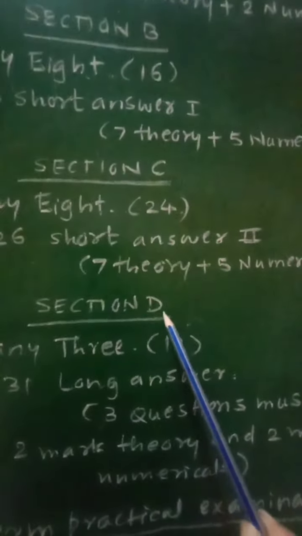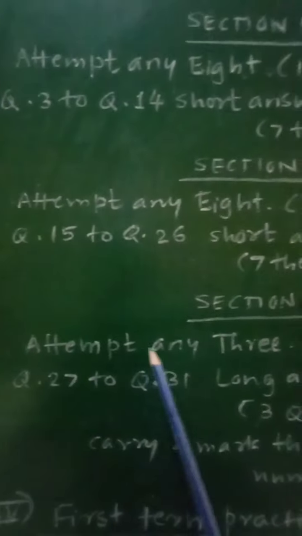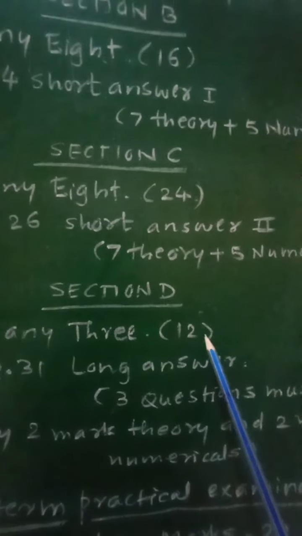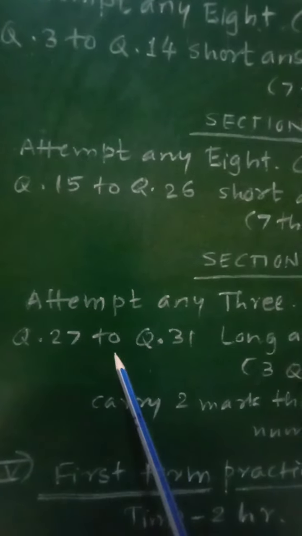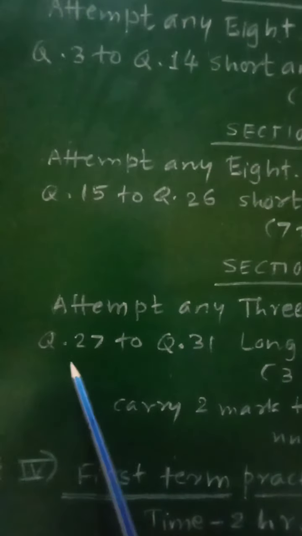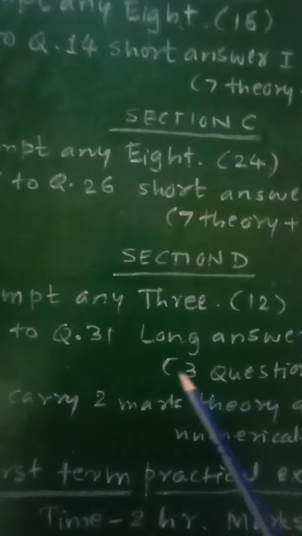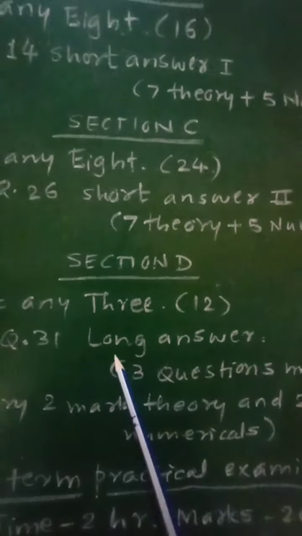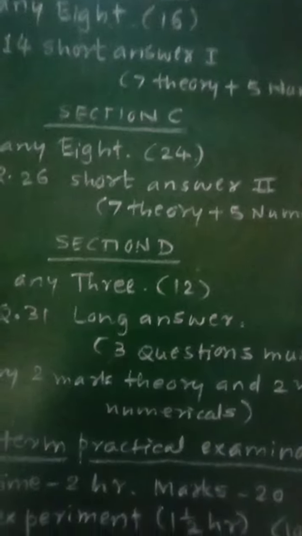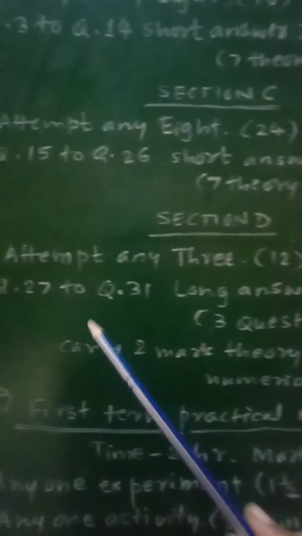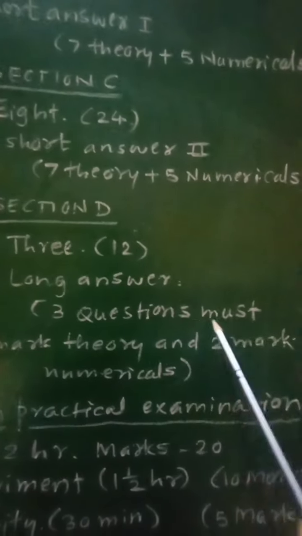Then section D. Section D will contain attempt any 3, and it will carry 12 marks. It will include question number 27 to question number 31. In this case, there will be long answer questions.